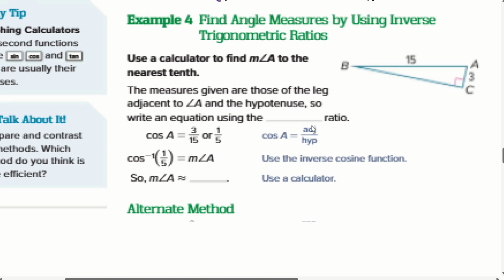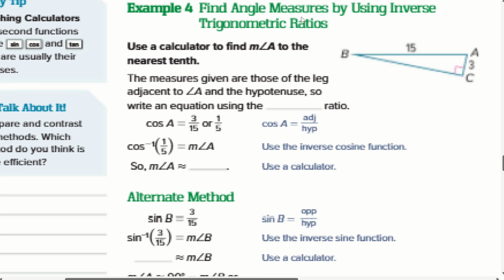All right, so example 4, finding angle measures by using the inverse. The reason why the inverse function is useful is to help us find the angle. So here's an example. Use a calculator to find the measure of angle A to the nearest tenth. So here I want to get angle A, so this is the question mark. I need to figure out what that angle is.